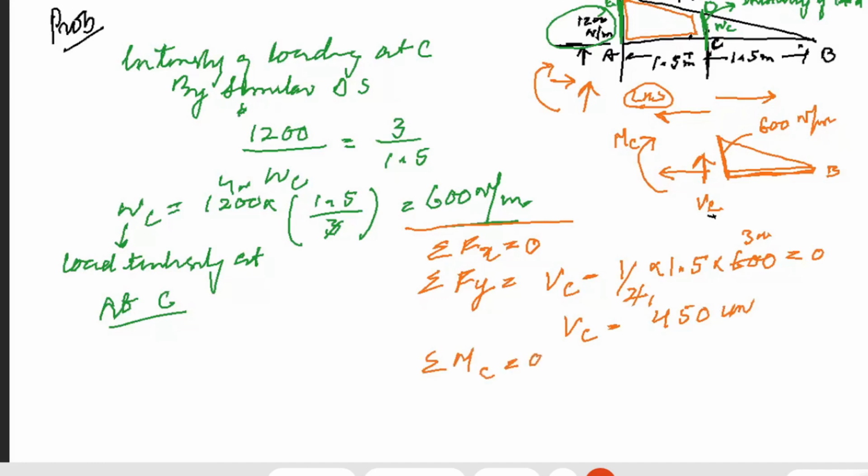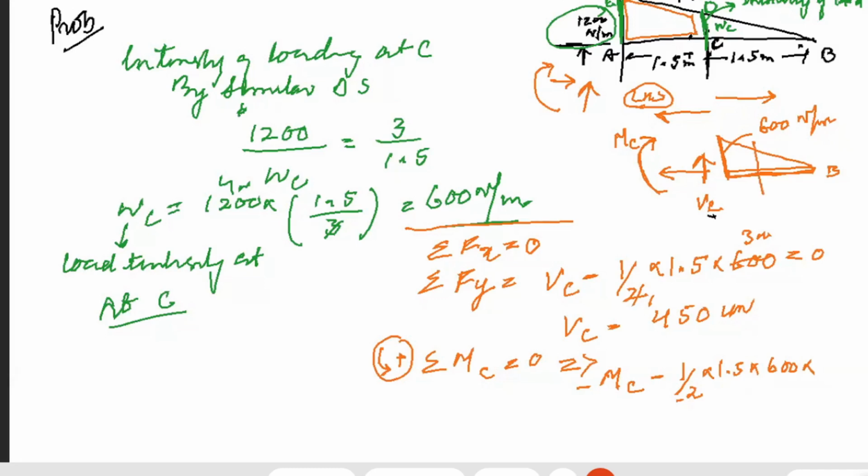Giving the equation, we will have the moment at C here. We have assumed it to be clockwise, which means anticlockwise is positive. So it is minus the moment at C, minus the load. How much is the load? Half of base into altitude, into the centroidal distance. How much will be the centroidal distance from C?